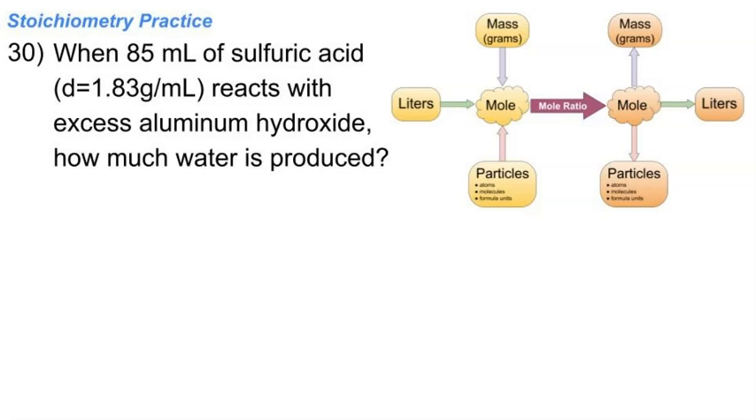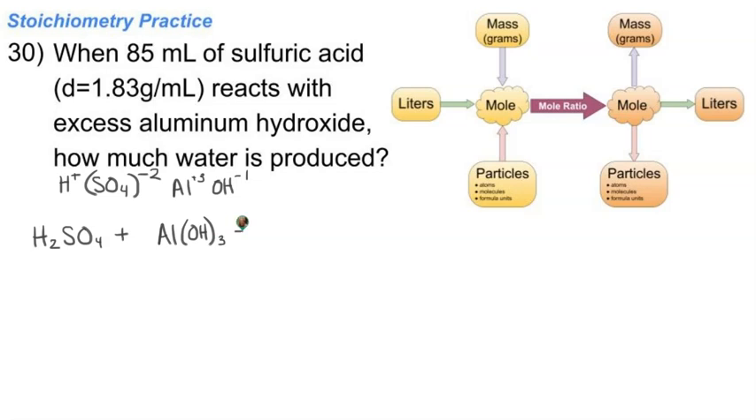I know that sulfuric acid's formula is H2SO4, or I can get that by crisscrossing H+ with SO4 2-, to get H2SO4, and that's reacting with aluminum hydroxide, so I'll crisscross aluminum, which has a +3 charge, with hydroxide, which is OH -1, to get Al(OH)3, and so I know this is going to be a double replacement reaction.